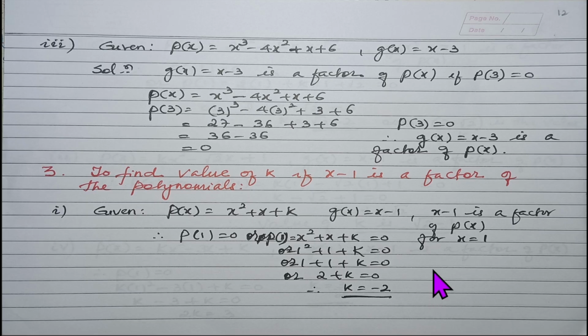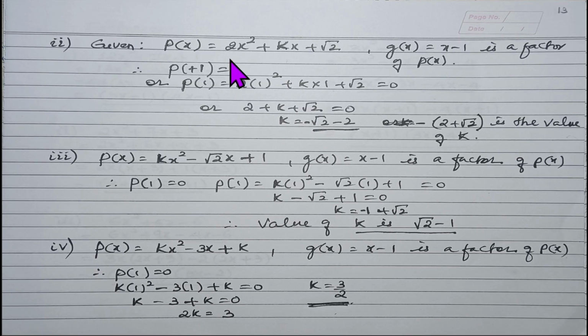So please try to understand, this example is slightly different. Now here he is already telling that x minus 1 is a factor of the given polynomial. If x minus 1 is a factor of the given polynomial, then when I put x is equal to 1 in this polynomial, the value of the polynomial has to become 0, or x square plus x plus k must be equal to 0. So by equating it to 0 and simplifying it, I get k is equal to minus 2.